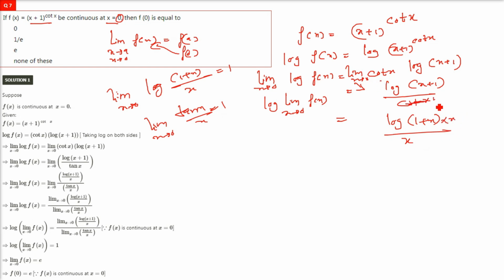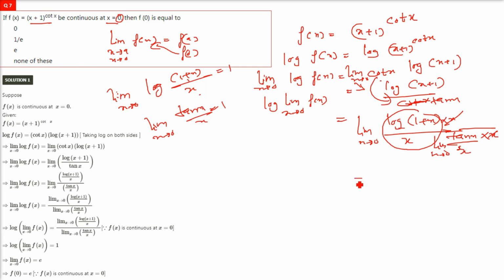And what about the tan x? So this is actually tan x because cot x we have brought down to the denominator. So tan x, you divide by x, multiply by x. Now what do you get? You get this cancelled. So log(1 plus x) by x, as I just told you, limit x tends to 0, it is going to be 1. Limit x tends to 0, tan x by x, this will also be equal to 1. So eventually what do you get? You get 1. And this is log of limit x tends to 0 of f(x).